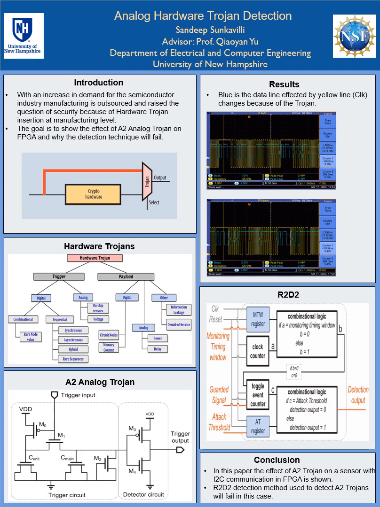So the analog Trojan chosen here is an A2 analog Trojan. In this you can see there is an input called the trigger input and an output called the trigger output, which is common for every Trojan. This Trojan works on the principle of switching capacitance. The trigger input is connected to a toggling wire and the output is connected to a privilege escalation bit.